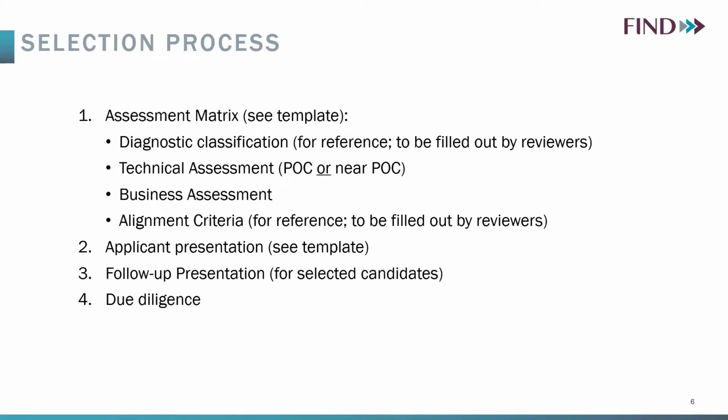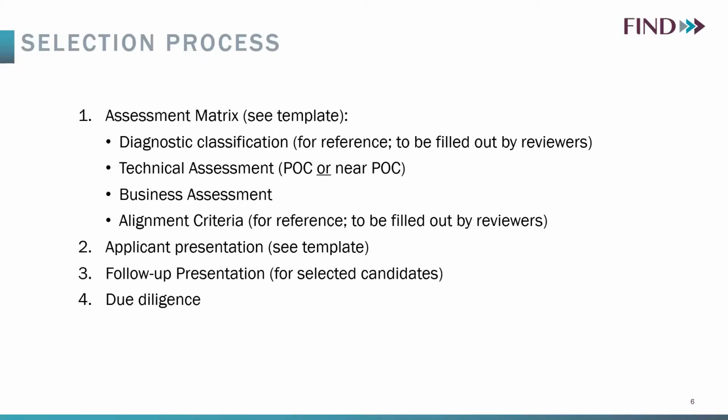The key application documents to submit are the assessment matrix, which has a number of components that I'll describe in more detail now, and the application presentation. The 2 templates are available on the RFP website. In the assessment matrix, you will see there are 4 tabs. The first one is the diagnostic classification. This is provided for reference only and does not need to be filled out by applicants. It will be completed by the reviewers.